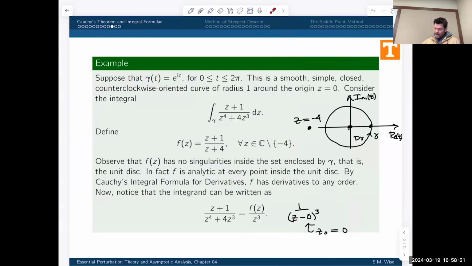So we rewrite this as f of z, where f of z is this rational function, divided by (z minus 0) to the third power. But I'm going to write that in a more descriptive way, as to the 2 plus 1 power. So that tells us that n is equal to 2, z naught is equal to 0. Now we can apply Cauchy's formula for derivatives.